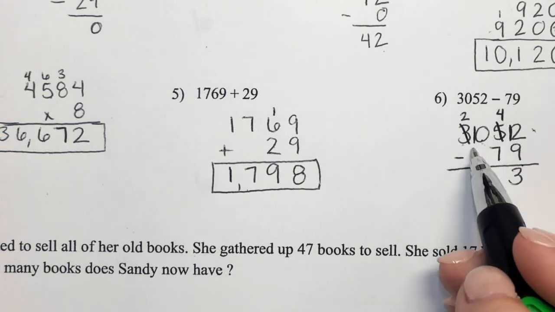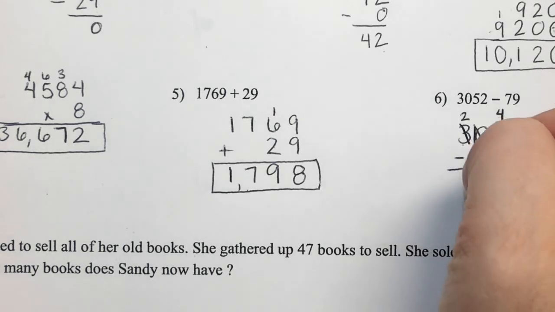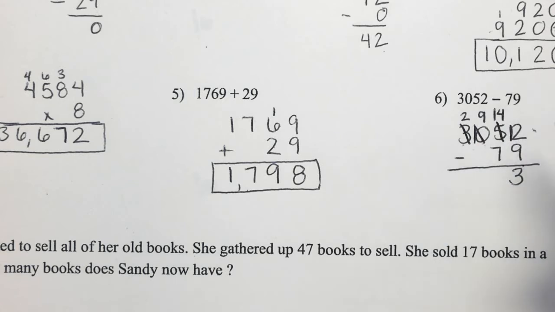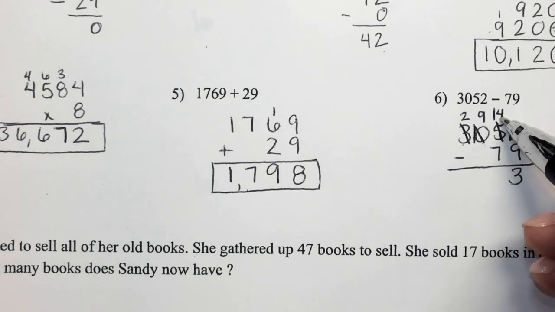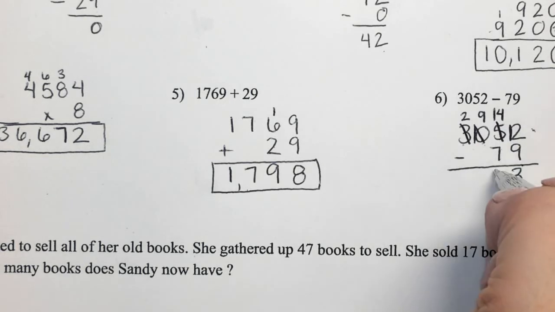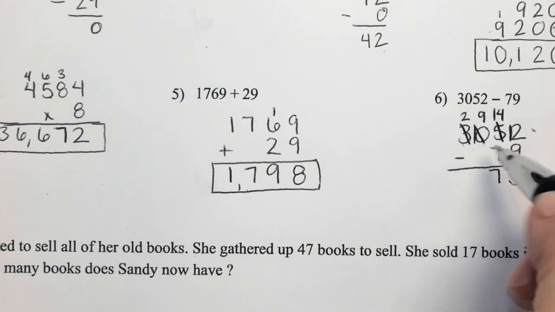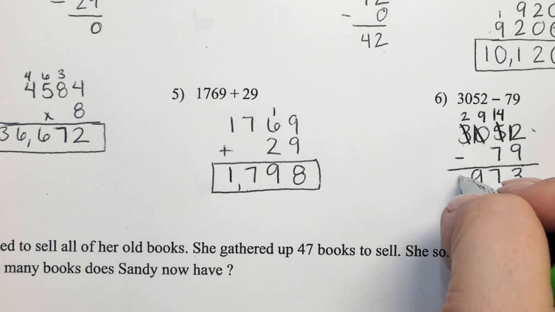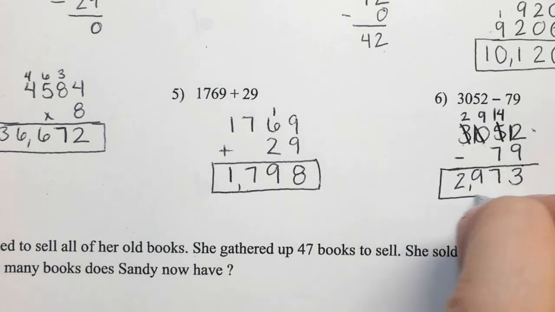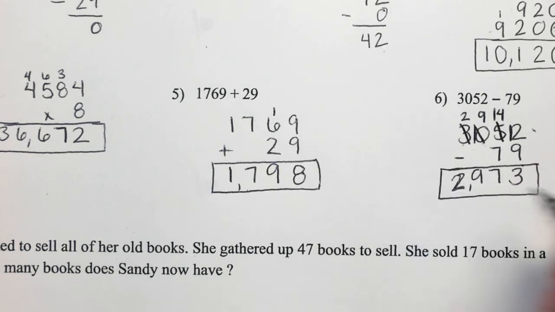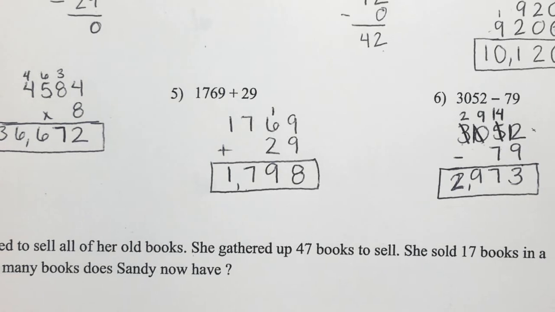Now can 4 borrow from 10? Yeah, so I'm going to take 1 away, it becomes 9. The 1 I took goes in front of the 4, making it 14. So I have 14 minus 7, is 7. And then 9, we're not taking anything away, and 2, we're not taking anything away. So I get 2,973.